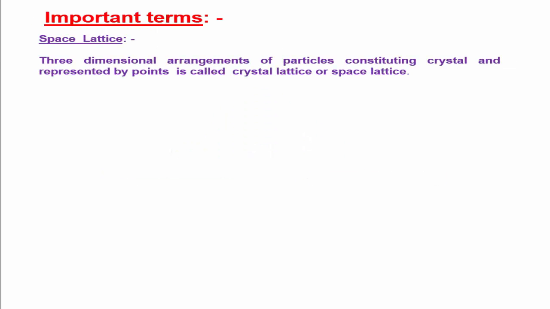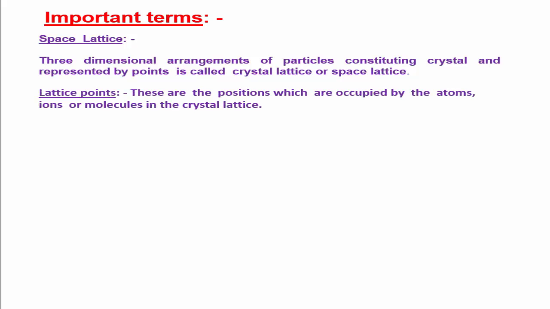The first is space lattice. The three-dimensional arrangement of particles constituting a crystal and represented by points is called a crystal lattice or space lattice. We can understand this by taking some examples. The next point is lattice points. These are the positions which are occupied by the atoms, ions or molecules in the crystal lattice.